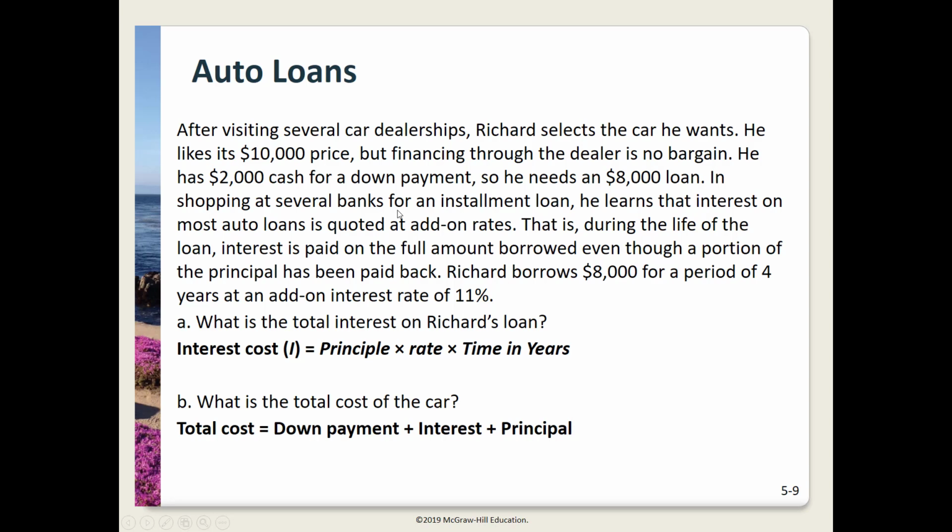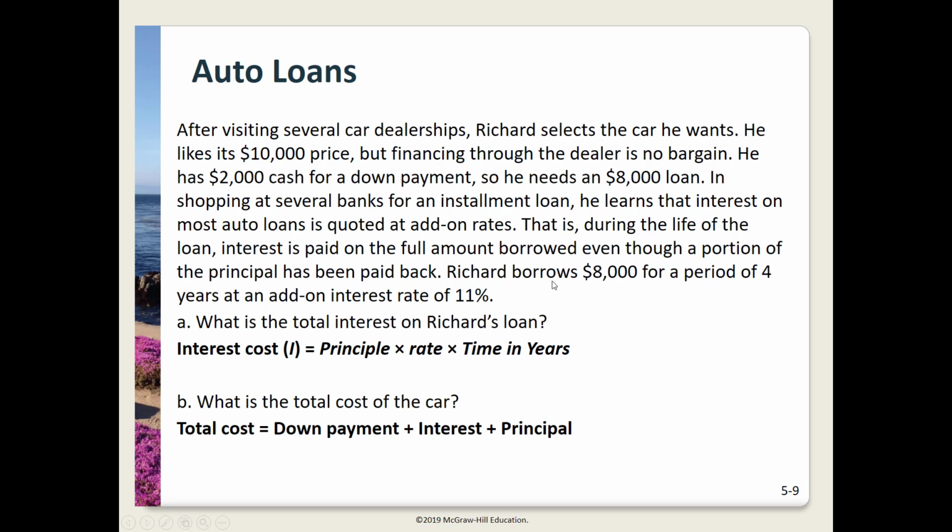In shopping at several banks for an installment loan, he learns that interest on most auto loans is quoted at add-on rates. That is, during the life of the loan, interest is paid on the full amount borrowed, even though a portion of the principal has been paid back. Richard borrows $8,000 for a period of 4 years at an add-on interest rate of 11%.